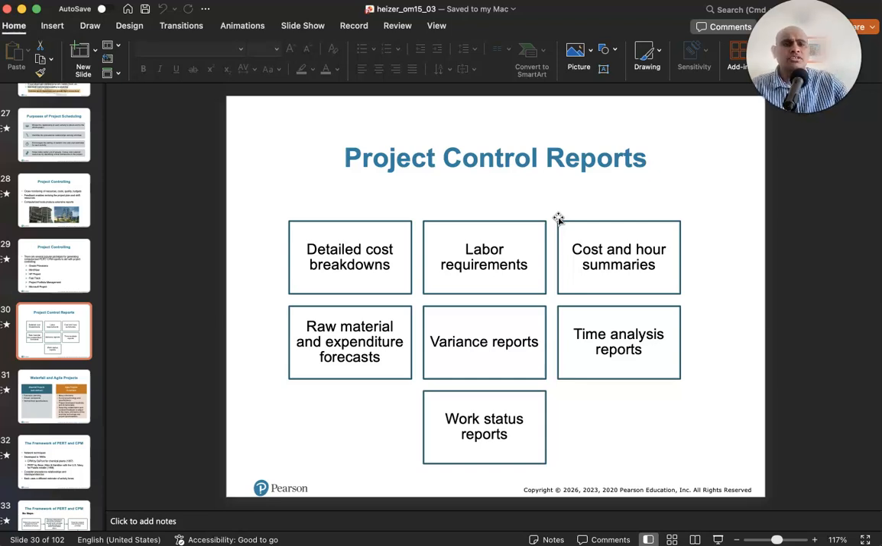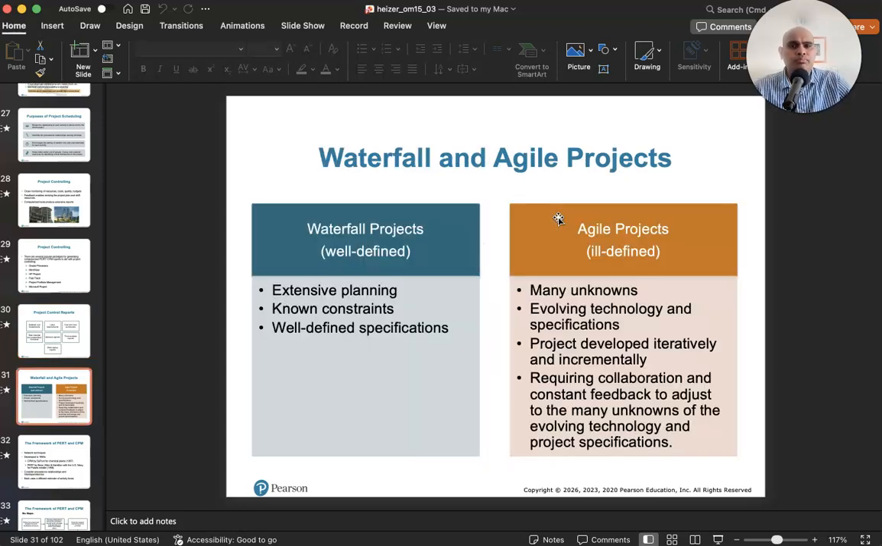And this sort of dovetails into something that I was talking about with variance reports, is that there are two major types of projects that you come across. One are waterfall projects, and you have agile projects. So waterfall projects are projects that are extremely well defined. There's extensive planning, you know what the constraints are, the specifications are very well known. But then you have agile projects where there are many unknowns.